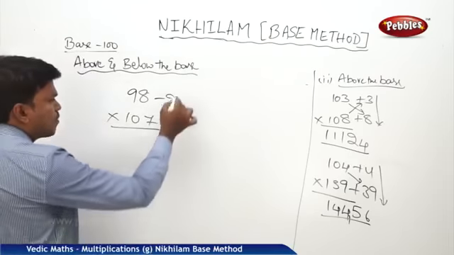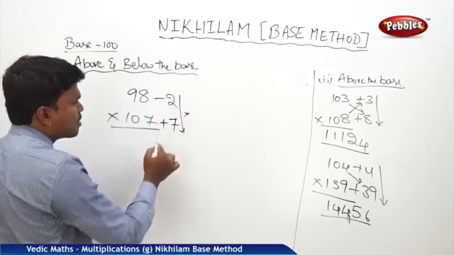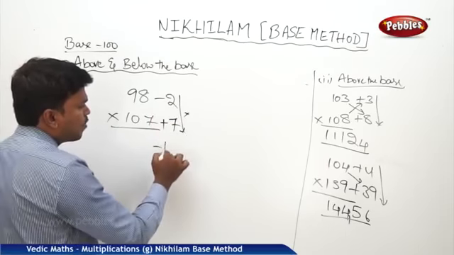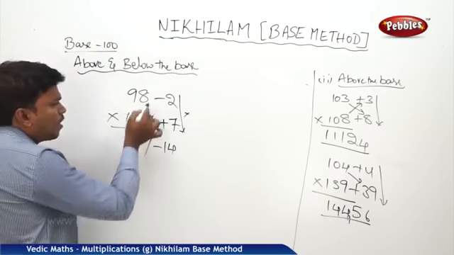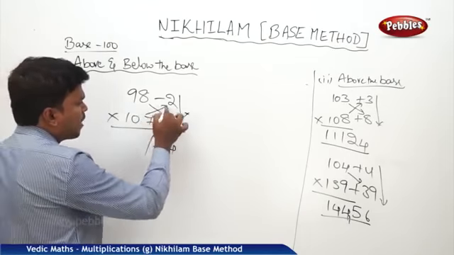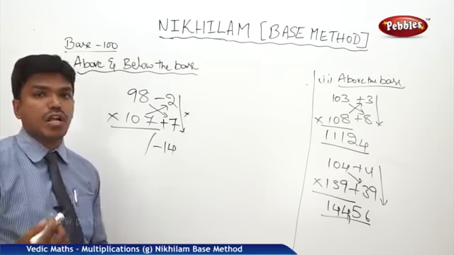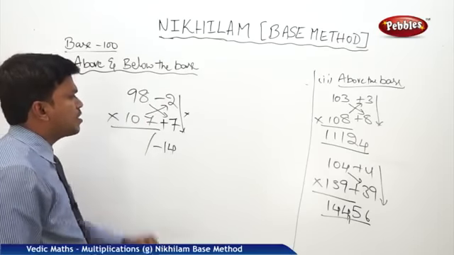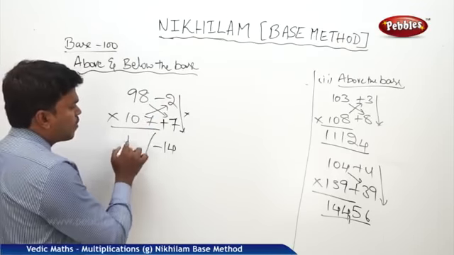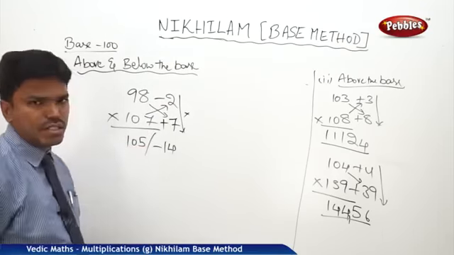Now simply multiply both the numbers. Minus into plus gives minus; 2 7s are 14. Put a bar on this one. Now 98 plus 7, 107 minus 2. Cross subtraction or cross addition, both will give the same answer. So 107 minus 2 is easy for me. So I will write 105 in the left side part.